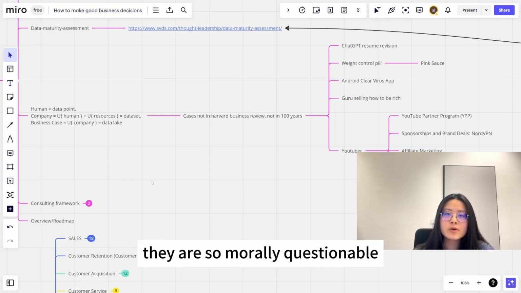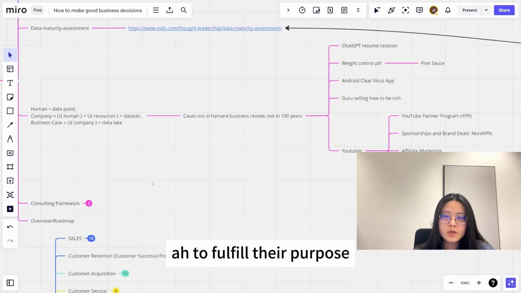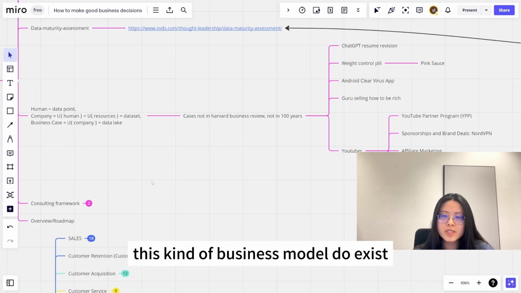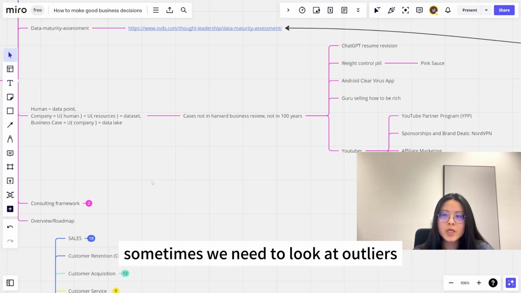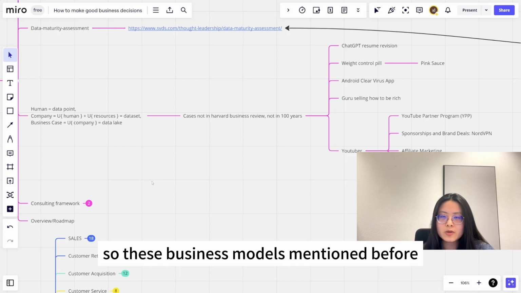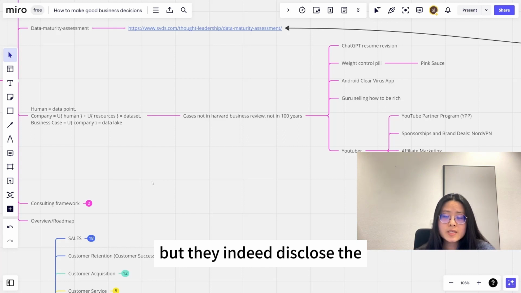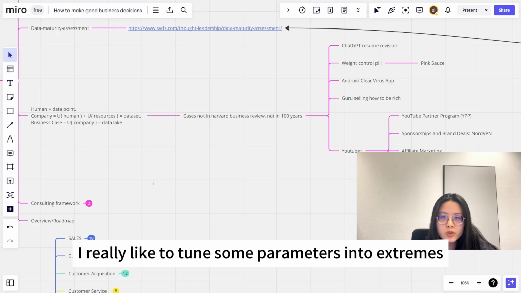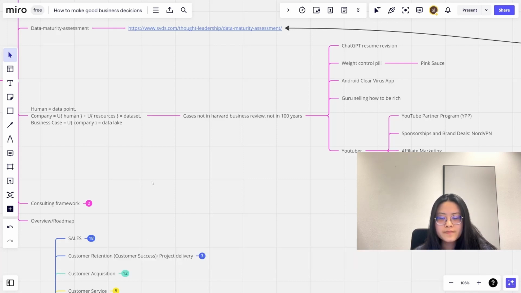They are so morally questionable. They use people's weakness mentally to fulfill their purpose. But nevertheless, I want you to know that this kind of business model does exist. And when we do this data analysis, sometimes we need to look at outliers. So these business models mentioned before are outliers, but they indeed disclose the nature of business to you to a certain extent. I really like to tune some parameters into extremes. So in these extreme examples, you really see the nature of things a little bit.